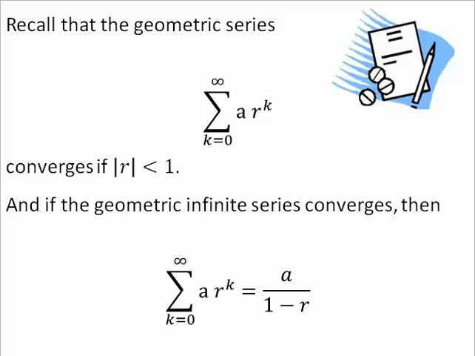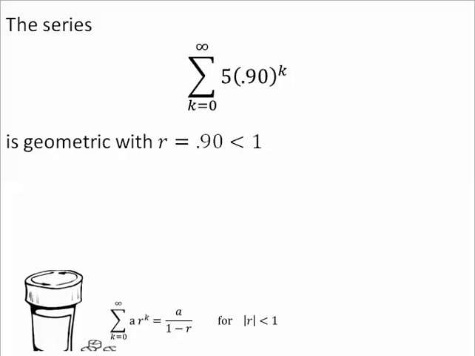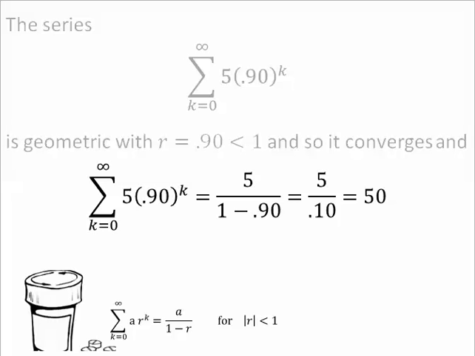Now, in the problem we're working on, we have a geometric series. The geometric series is the sum of 5 times 0.9 to the k, where k runs from 0 to infinity. In this case, our ratio r is positive and its absolute value, therefore, is less than 1. So this is a geometric series which will converge, and there will be a steady state. Alright, so let's use the formula for finding the sum of this infinite series. And we get 50 milligrams.